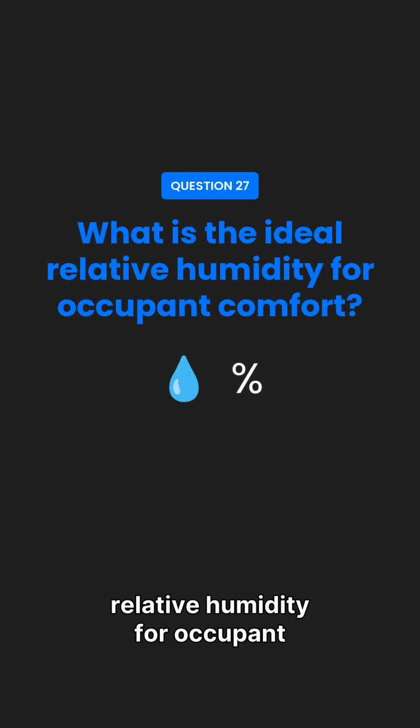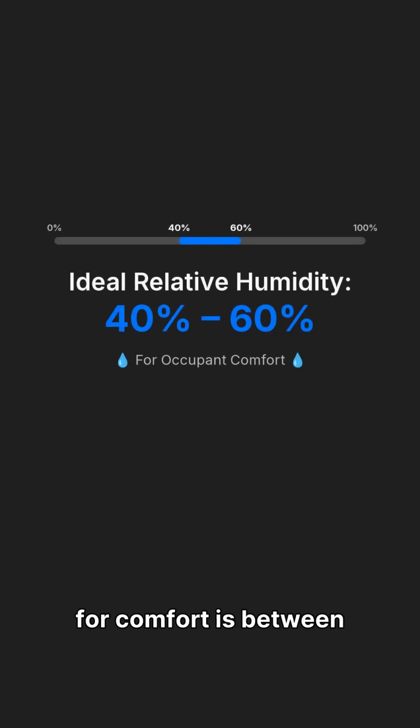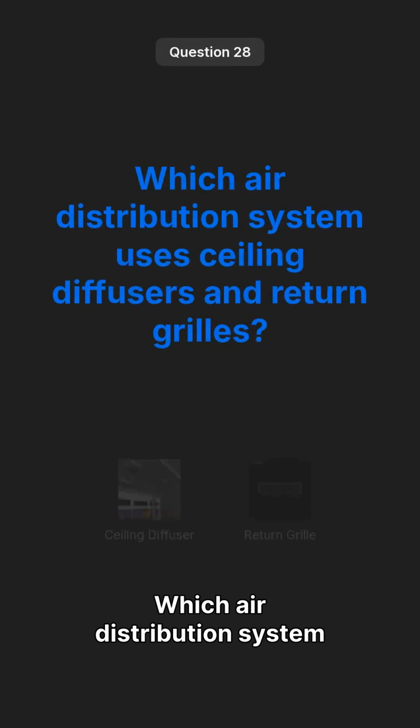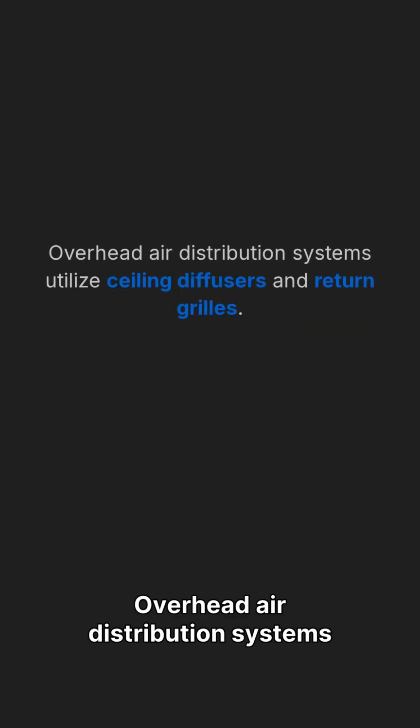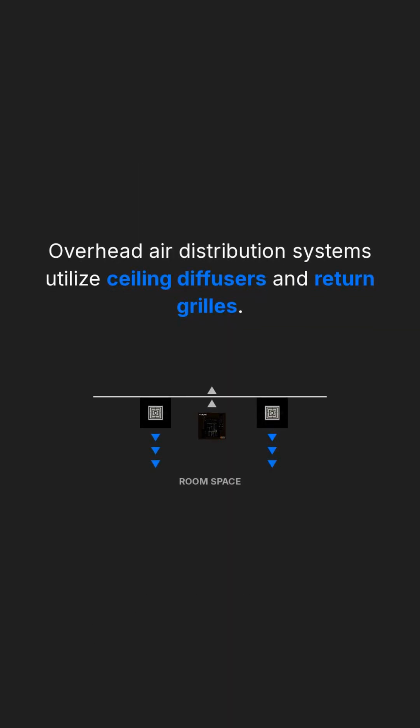What is the ideal relative humidity for occupant comfort? The ideal relative humidity for comfort is between 40% and 60%. Which air distribution system uses ceiling diffusers and return grilles? Overhead air distribution systems utilize ceiling diffusers and return grilles.